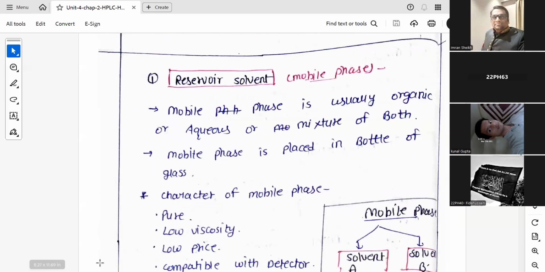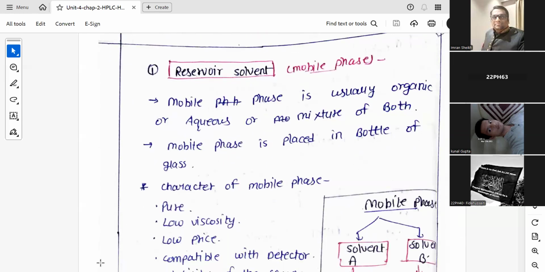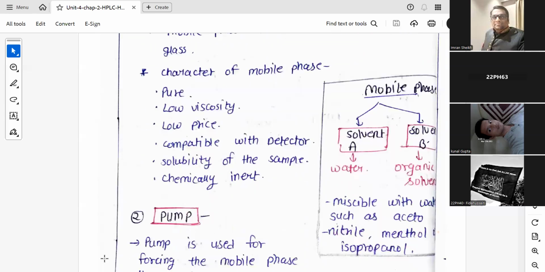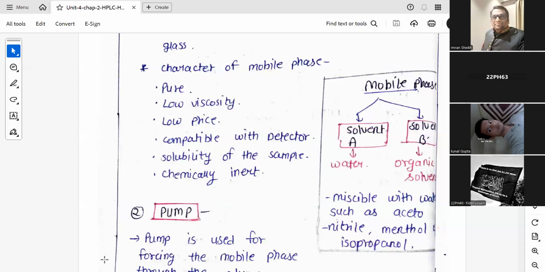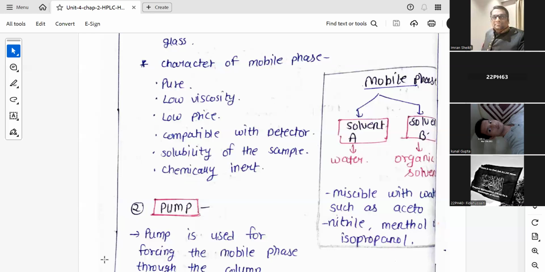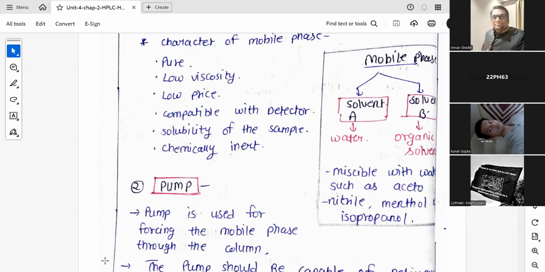Now the mobile phase. What is the composition of the mobile phase? The mobile phase is usually organic in nature or aqueous or a mixture of both. The mobile phase is placed in a glass bottle. Now what are the characteristics of the mobile phase? It should be very pure. The viscosity should be low. Price should be very low. Compatible with the detector; detector compatibility should be checked prior to assembling the instrumentation. Thereafter, the solubility of the sample should be checked. Chemical inertness should be checked.